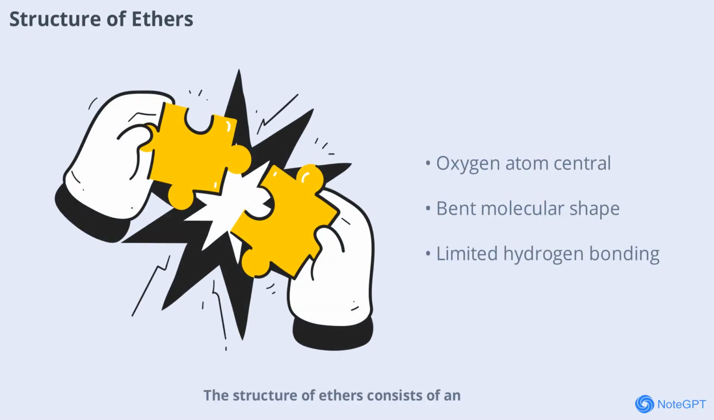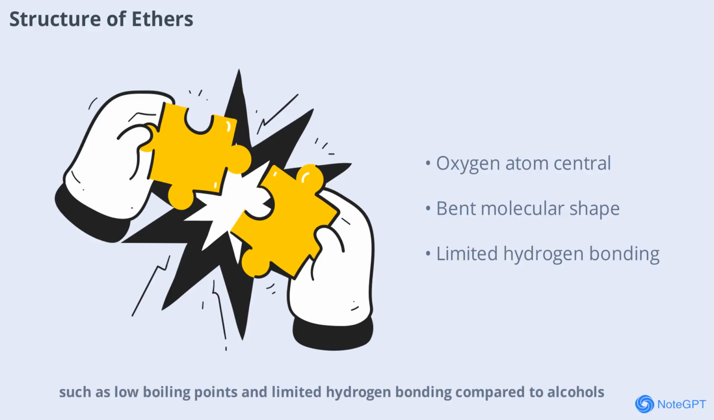The structure of ethers consists of an oxygen atom bonded to two carbon-containing groups, which can be either alkyl or aryl. This arrangement gives ethers their characteristic properties, such as low boiling points and limited hydrogen bonding compared to alcohols. The oxygen atom in ethers is sp3 hybridized, resulting in a bent molecular shape. Understanding the structure of ethers is essential for predicting their behavior in chemical reactions.